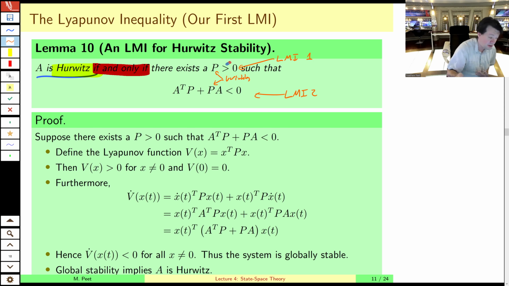So if you're working on the homeworks and you're getting too many feasible solutions, look at the value of P. If it's 0, then you forgot to make your inequality strict. Anyway, I'll get away from that. But the important point, of course, is that this is a necessary and sufficient condition for A to be Hurwitz, which is necessary and sufficient for the system to be stable.